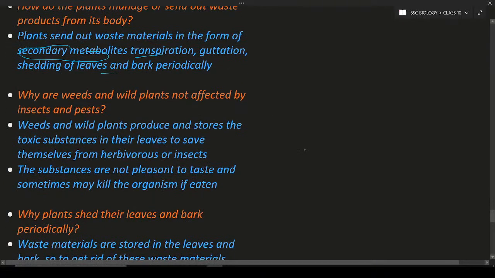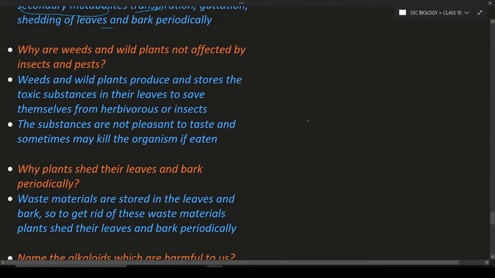Next, what is known as a weed? A weed is a plant which absorbs more nutrients in agricultural crops. Weeds are plants grown everywhere on roadsides. Weeds and wild plants are not affected by insects. Why? Because they produce some chemical toxins in their leaves, and these toxins save the plants from herbivores and insects. So these weeds will not get affected. These substances are unpleasant to taste, and sometimes if animals eat these plants, they will get killed.